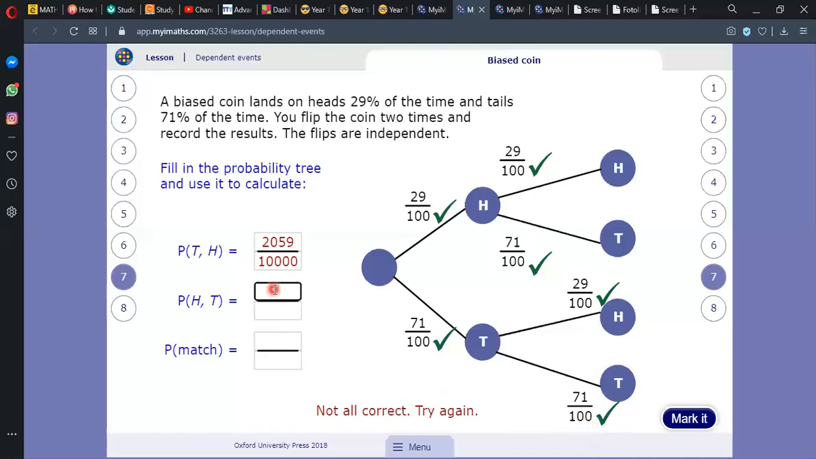Okay, then the next one, probability of head and tail. So you come for head for the first trial, tail for the second trial. So that's 29 over 100 times 71 over 100. Oh, it's actually the same thing. So it's also 2059 over 10,000. And finally, to have a match is going to be head and head or tail and tail. Remember that? So for head and head, we have 29 over 100 times 29 over 100. And that gives 551 over 10,000.